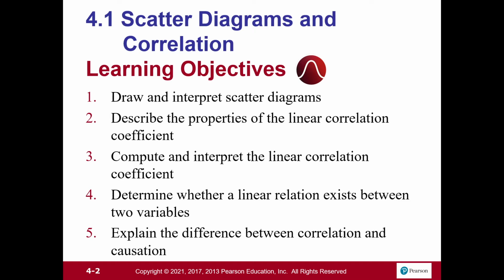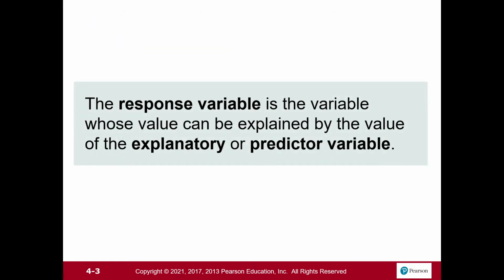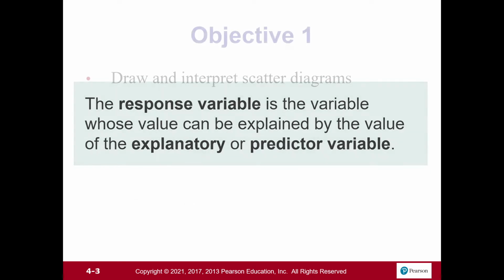So first let's get into what a scatter diagram looks like. Two things we should be aware of. The response variable is the variable whose value can be explained by the value of the explanatory or predictor variable. And so when we graph a scatter plot, the x-axis will be the explanatory variable and the y-axis will be the response variable. We'll look at that.